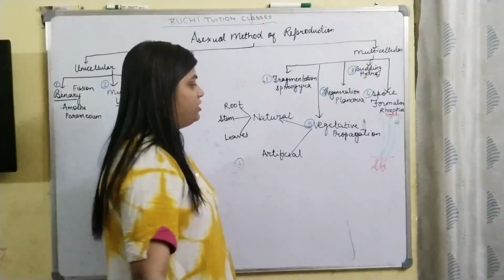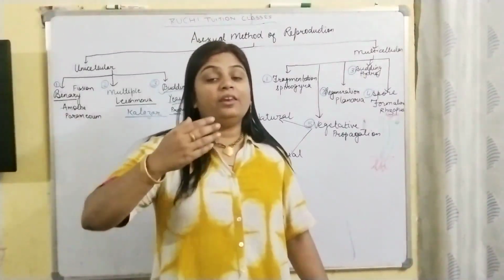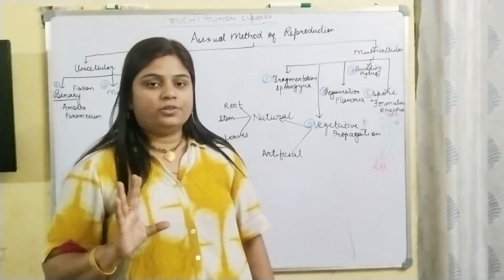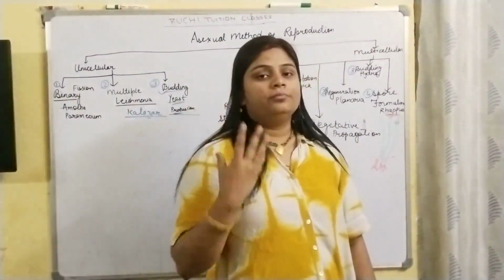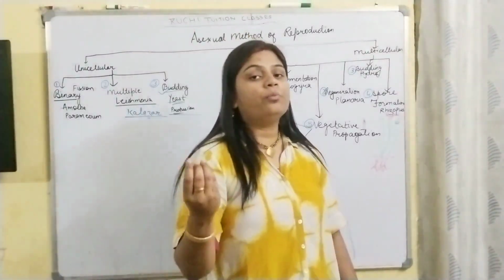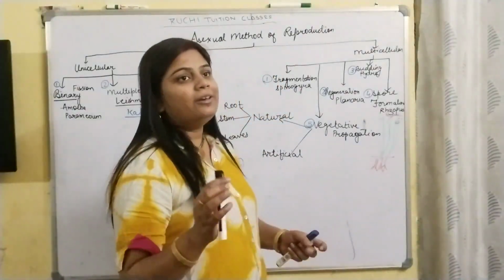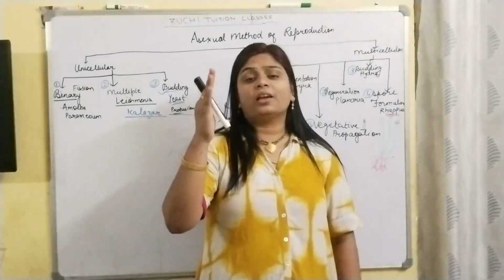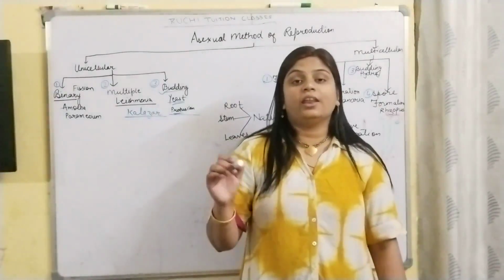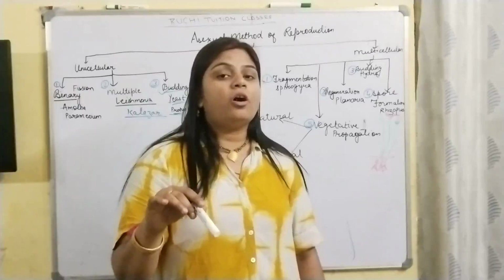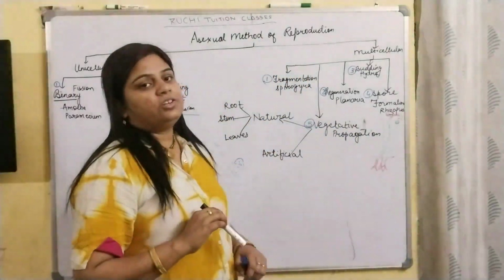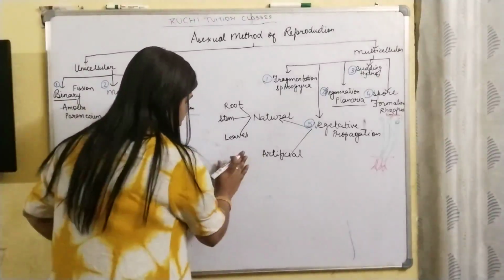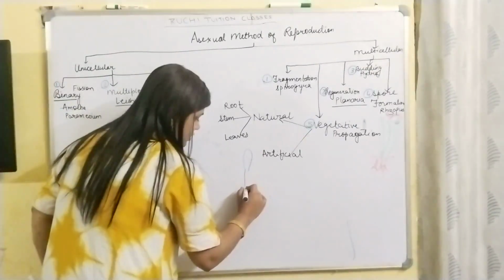Now the second mode is regeneration. The word itself means to regenerate. If you cut something and leave it for some time, what happens? Some outgrowth is put forward, meaning the outgrowth grows. That is regeneration. You have seen a lizard. What happens to the lizard's tail? The lizard's tail is cut, and after some time the tail is regenerated. That is regeneration. This regeneration generally occurs in planaria. Like planaria, see, this is the whole planaria.